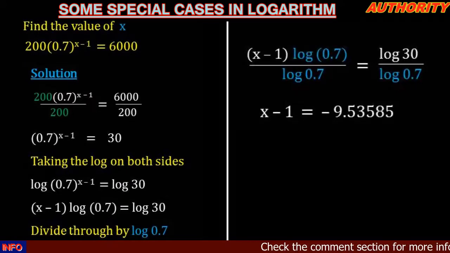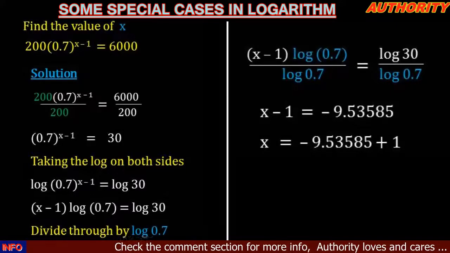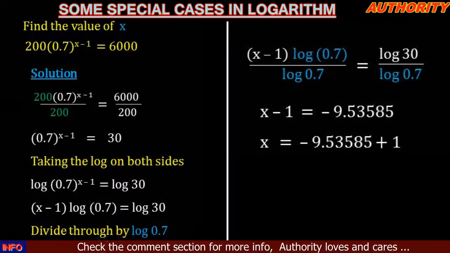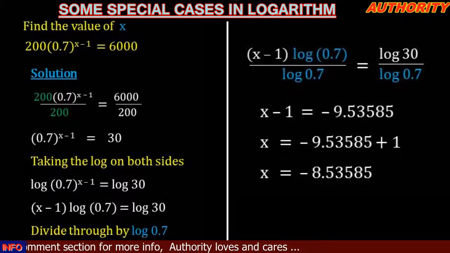So here, let's take minus 1 to the other side. That is going to be plus 1. So here we have x is equal to minus 9.53585 plus 1. It's going to give us minus 8.53585. So therefore, x is equal to approximately minus 8.53585. All right?